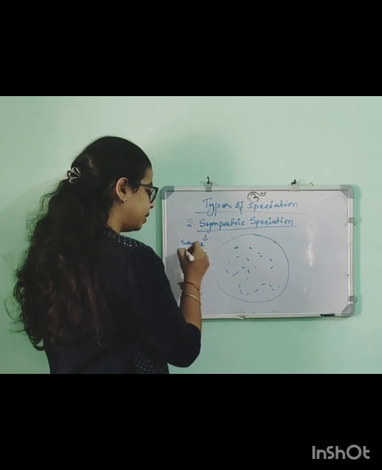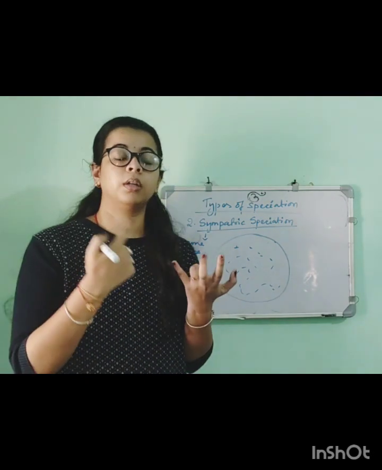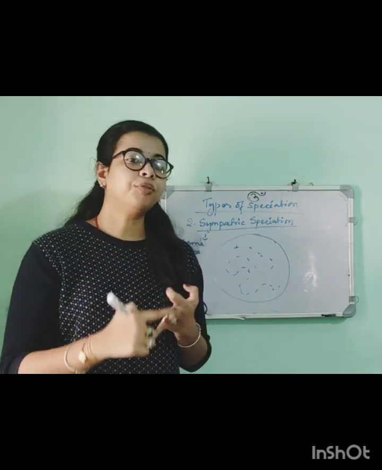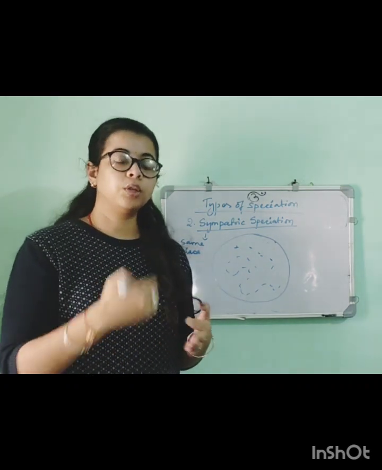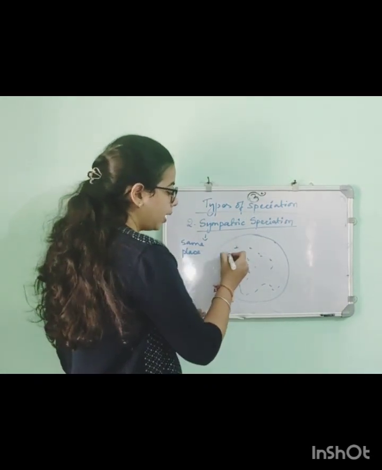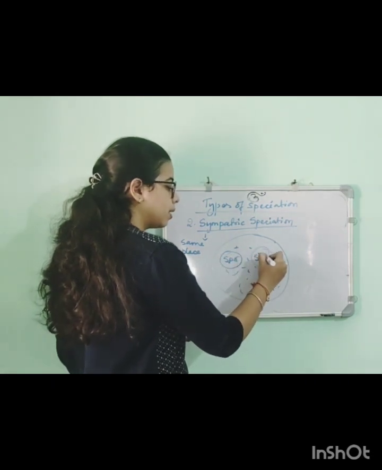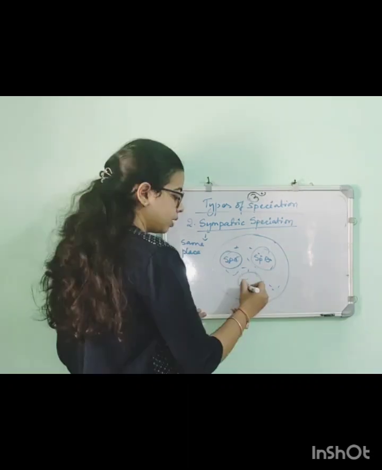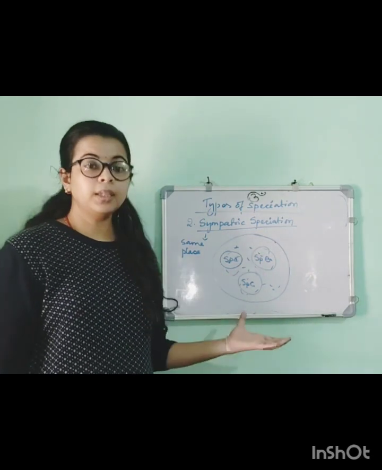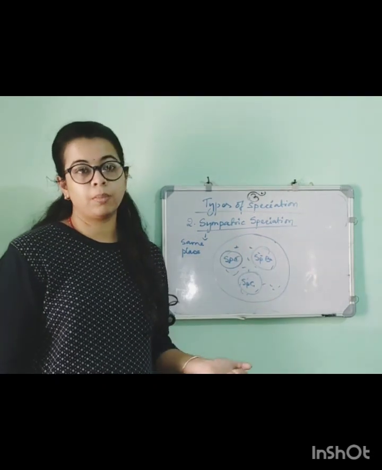Living in the same place, due to certain factors, may be due to competition for resources, sexual selection, and different factors, or genetic change or genetic variation, they have developed different types of species, and these species do not interbreed among themselves. This type of speciation is known as sympatric speciation. It means living in the same place, but they are genetically different from each other and isolated from each other.